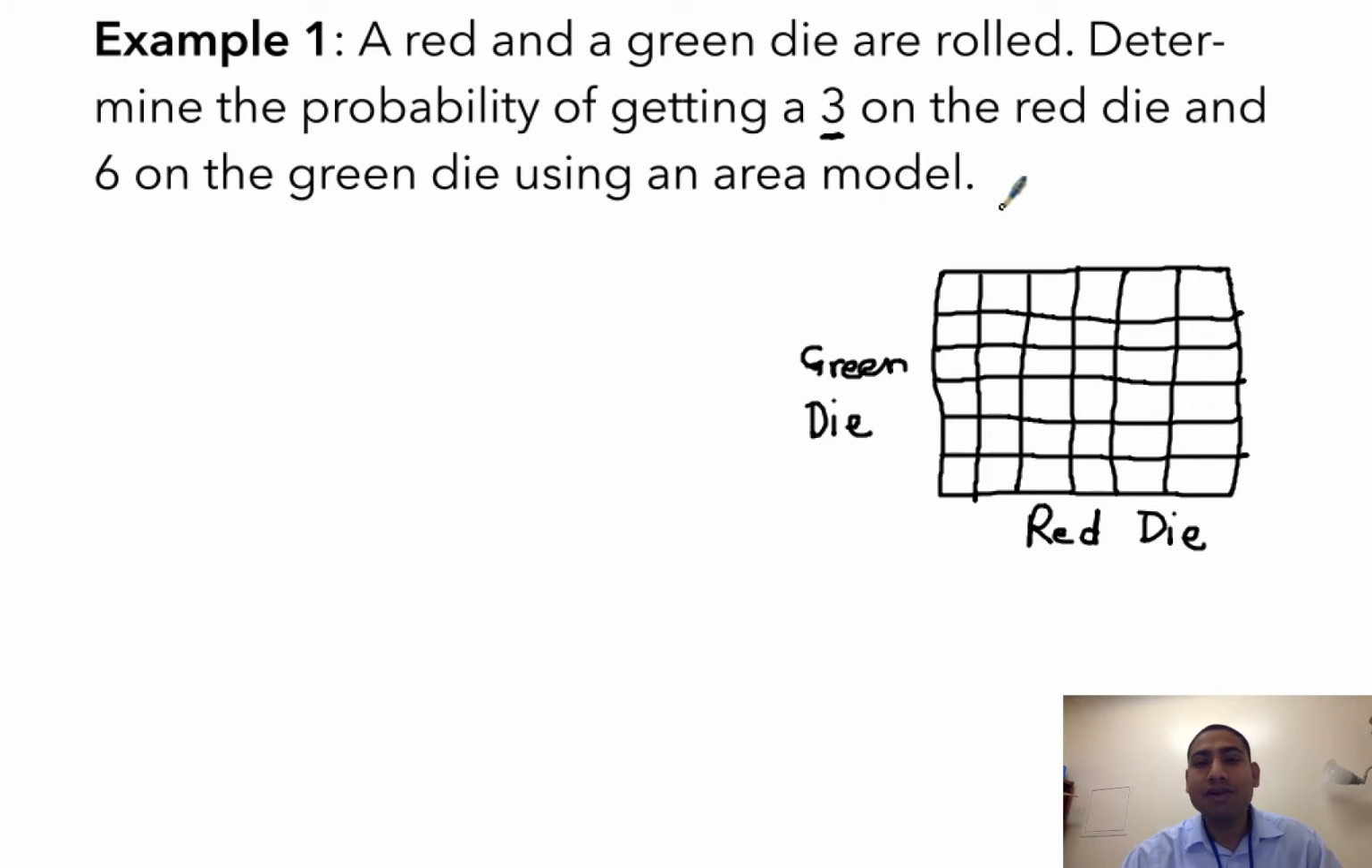Now we are interested in getting 3 on the red die. Now think about the probability of getting a 3 on the red die. There's 1 in 6 tens. So I'm going to pick 1 out of 6 different parts that I made for the red die. And then I'm going to color this entire column. Let me color that with a red color. So the area of this tall rectangle represents the probability that I get a 3 on the red die.